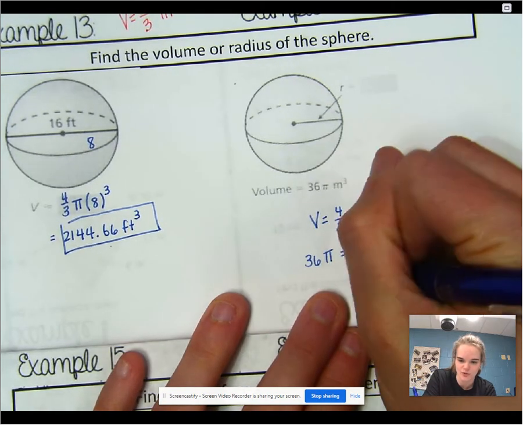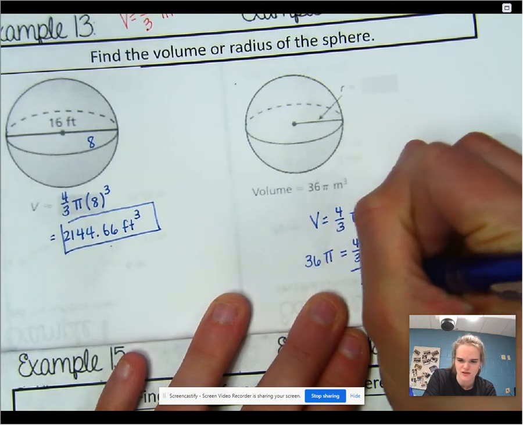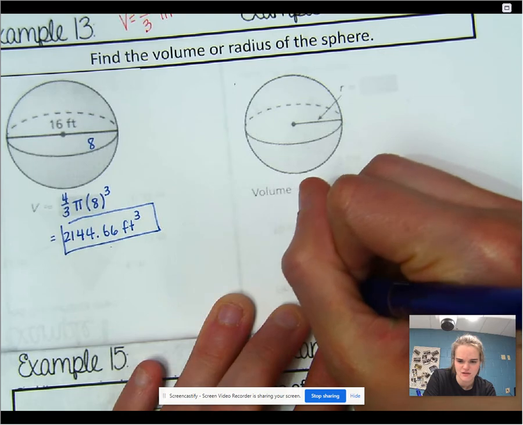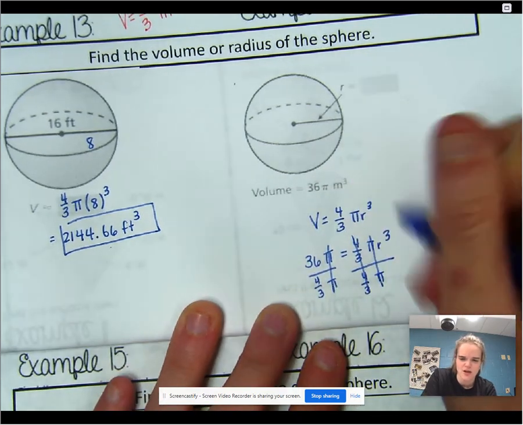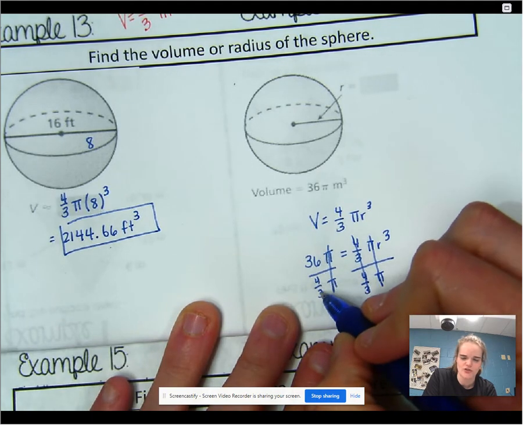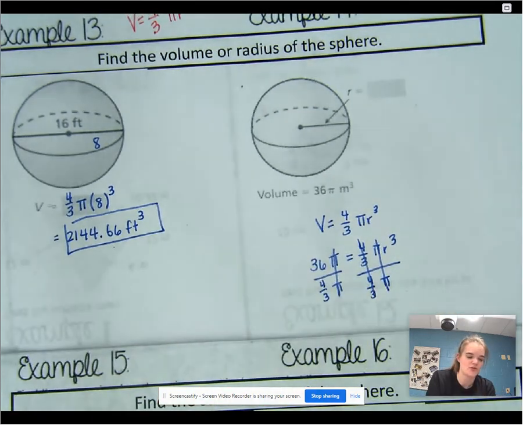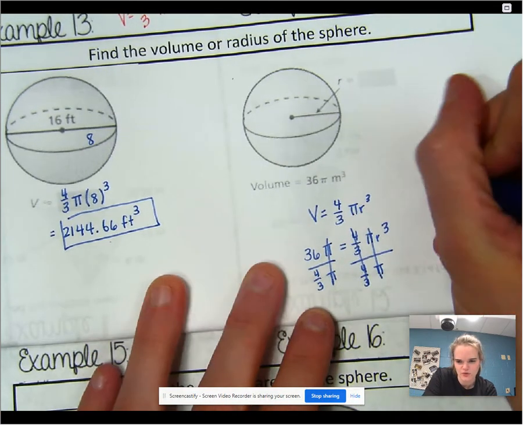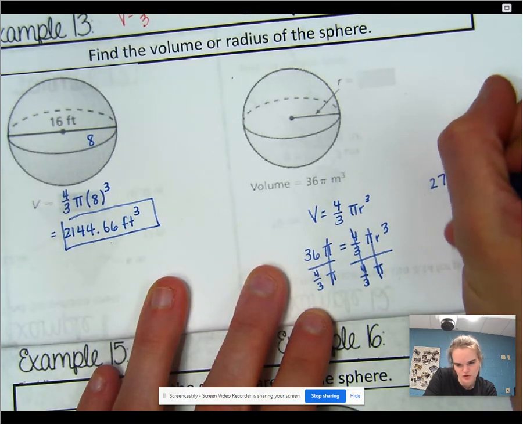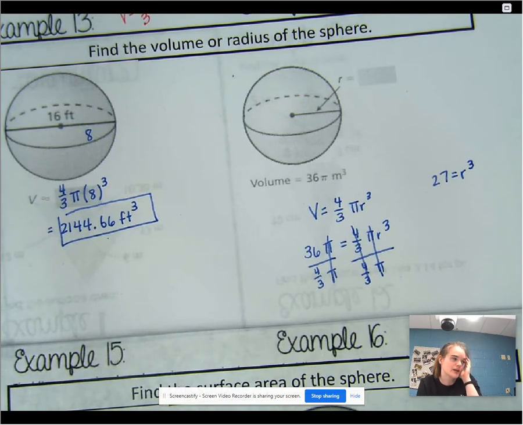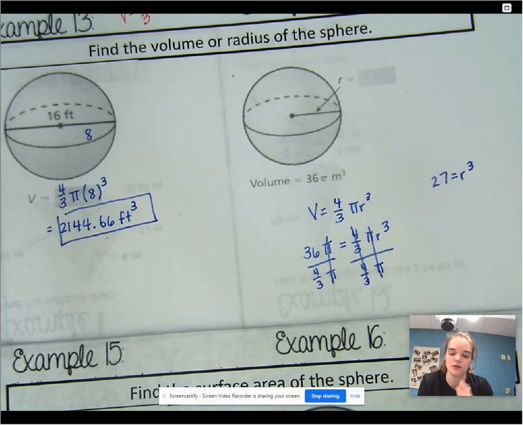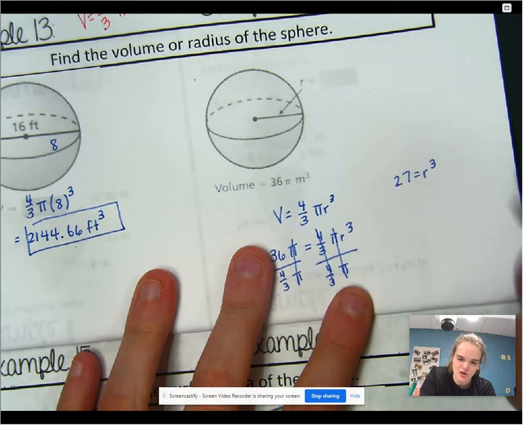I'm going to divide by 4/3 pi first. Pi is actually crossed out, by the way. 36 divided by 4/3 is the same as 36 times 3/4, by the way, which is 27. So 27 equals r to the third. This is something you've probably not learned. It's something you learn either in 8th grade or the end of Algebra 1, and you probably did not get that. And that is something called a cube root.